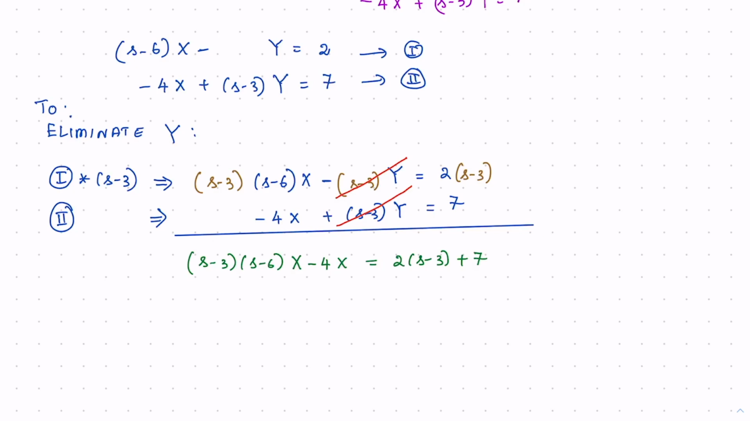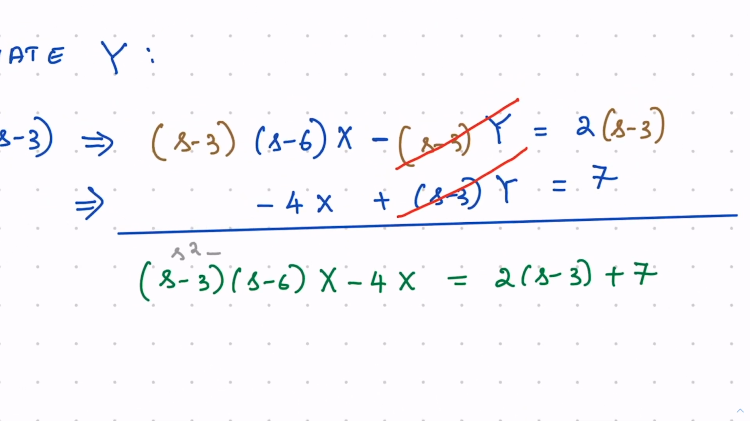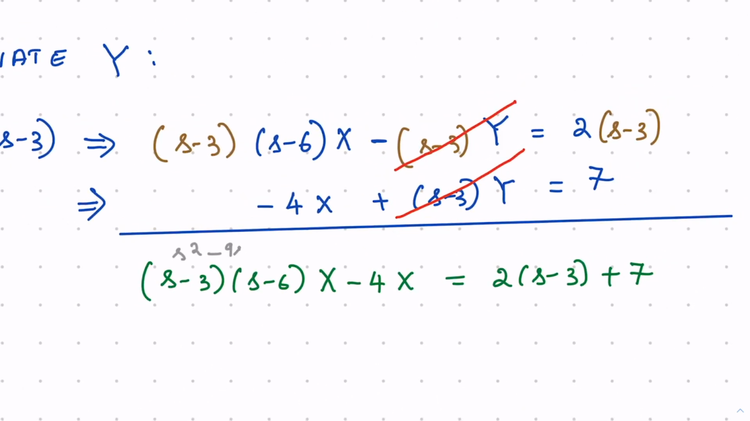Now if I simplify that, I let you simplify, and by the way, if I simplify this, this is going to be s squared minus 9s plus 18, then I have a minus 4, that's going to be 14, right?